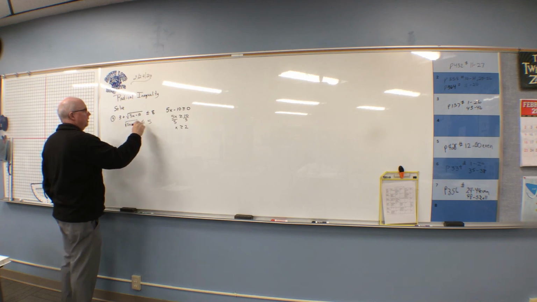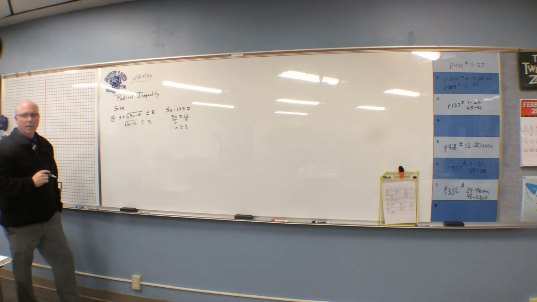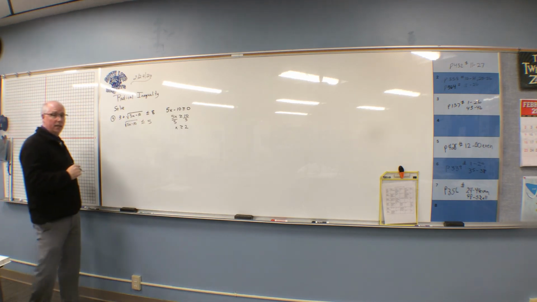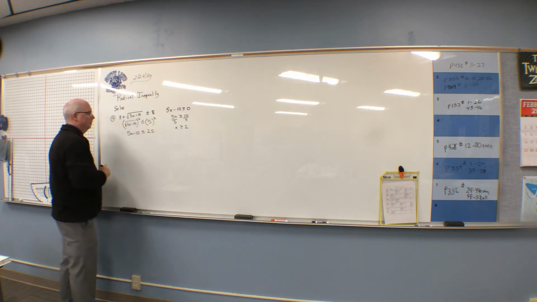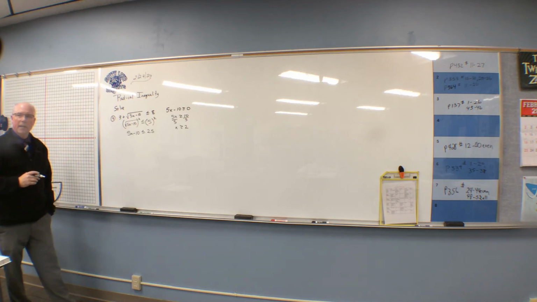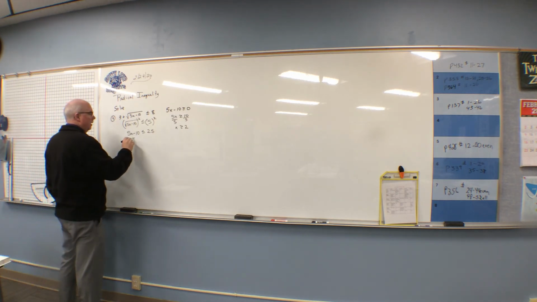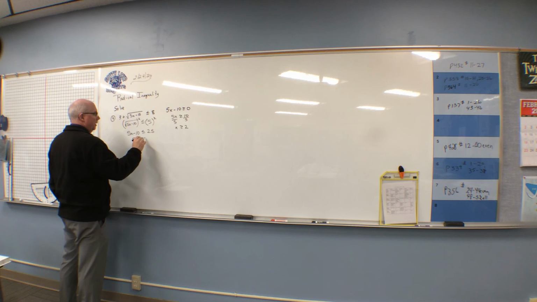And to that gets 5. Are we good with that? I've now isolated the radical, and so I'm going to power up. And I get 5x minus 10 is less than or equal to 25. I'm going to add 10 to both sides, so I get 5x is less than or equal to 35.